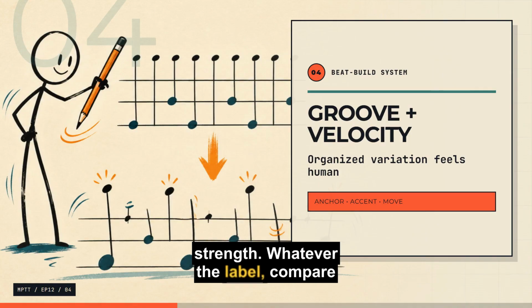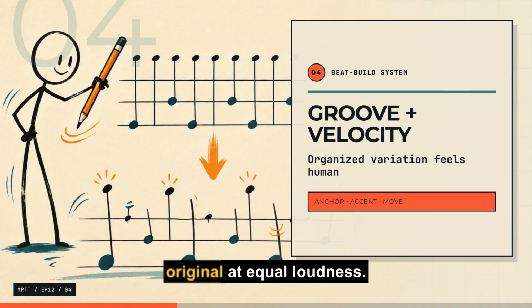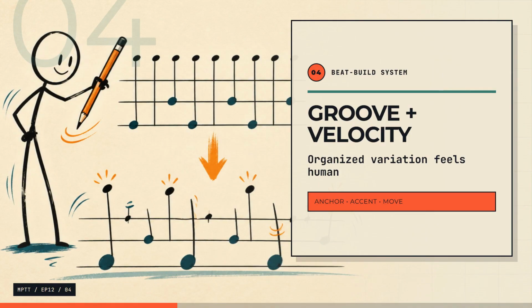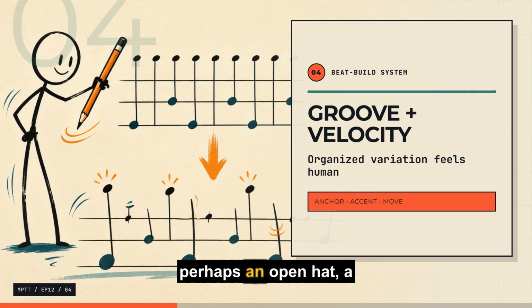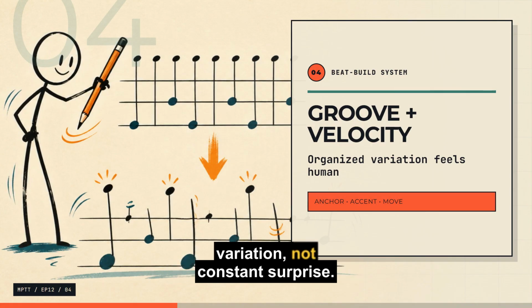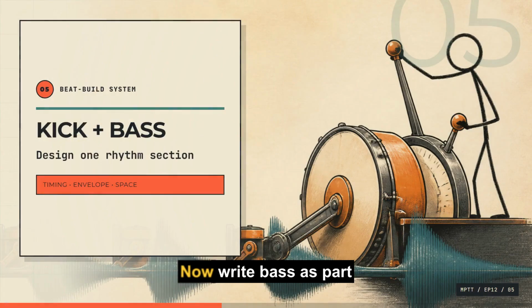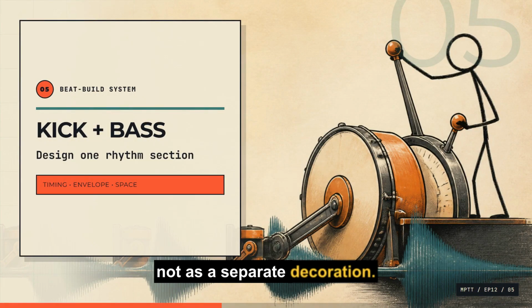Whatever the label, compare the adjusted pattern with the original at equal loudness. Add one small end-of-phrase change, perhaps an open hat, a missing kick, or a short fill. The goal is organized variation, not constant surprise.